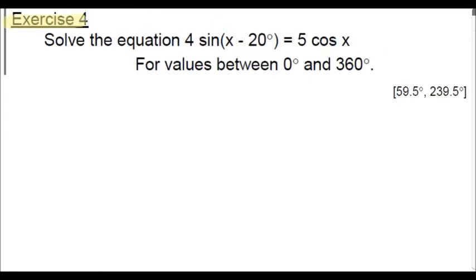Exercise 4. We're asked to solve the equation shown here for values between 0 and 360 degrees. The answer is shown here in the bracket. This solution is very much like that for example 4 we reviewed previously. I'd encourage you to stop the presentation and attempt exercise 4, but the full work solution is shown on the following slide.